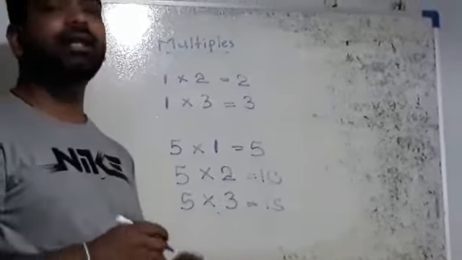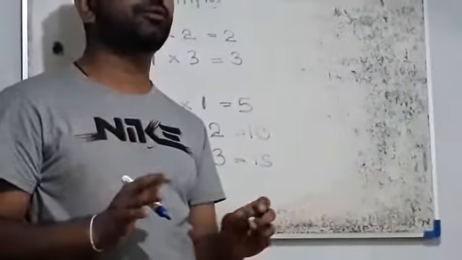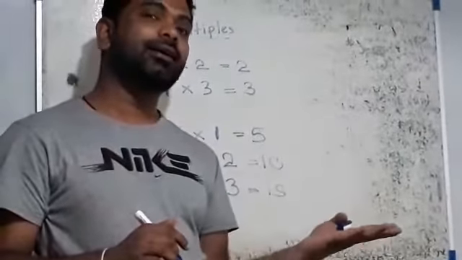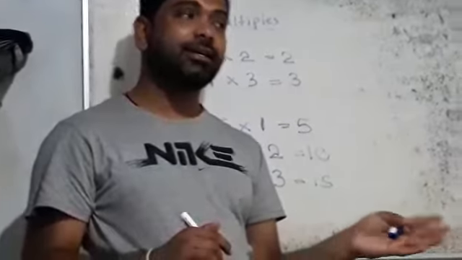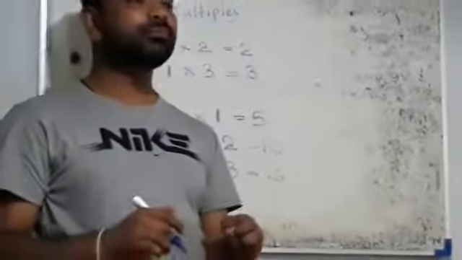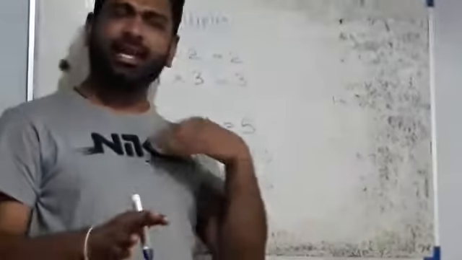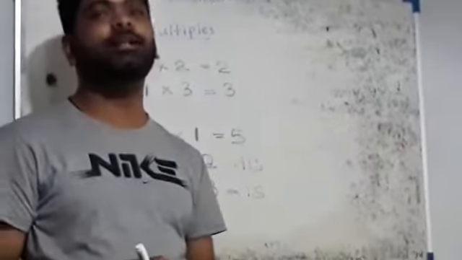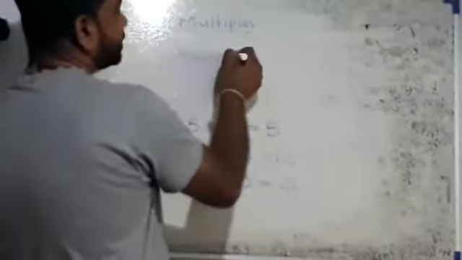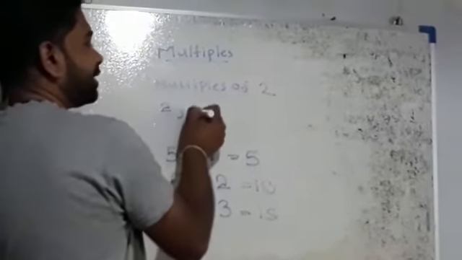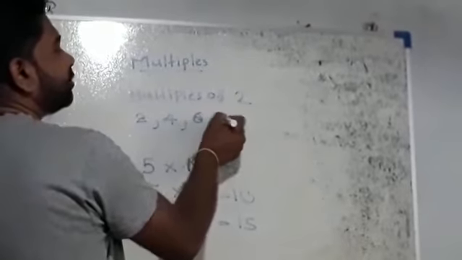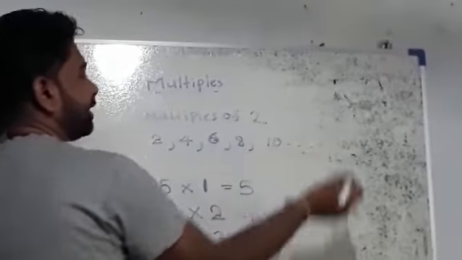So if you consider the multiplication table, you have memorized all those things. Then what are the multiples of number 2? 2 into 1 is 2, 2 into 2 is 4, 2 into 3 is 6, 2 into 4 is 8. So all the multiples of the number 2 you can say quickly if you memorize the multiplication table, right? Multiples of 2: 2 into 1 is 2, 2 into 2 is 4, 2 into 3 is 6, 2 into 4 is 8, 2 into 5 is 10. Like that you can write.